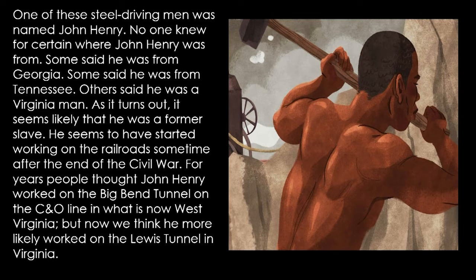As it turns out, it seems likely that he was a former slave. He seems to have started working on the railroads sometime after the end of the Civil War. For years, people thought John Henry worked on the Big Bend Tunnel on the C&O line in what now is West Virginia. But now we think he more likely worked on the Lewis Tunnel in Virginia.